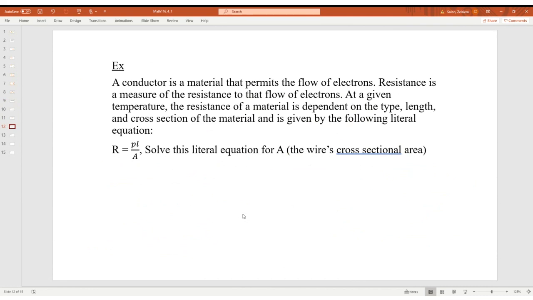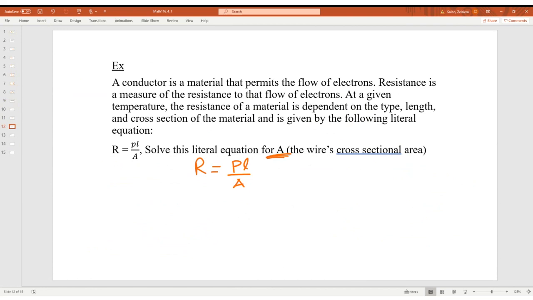So this is the equation. The resistance R is equal to P times L over A. So R is the resistance. This is the formula. P is some constant, which is a property of the material. L over A: L is the length and A is the cross-sectional area. It says solve for A. We are solving for A.